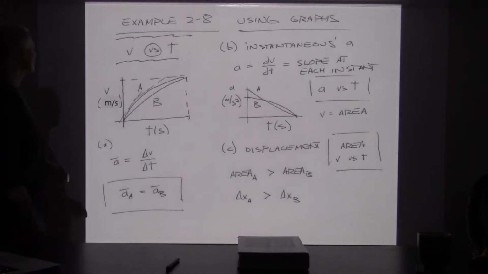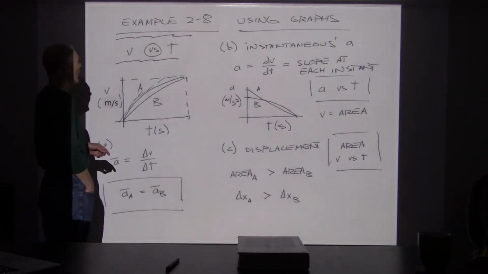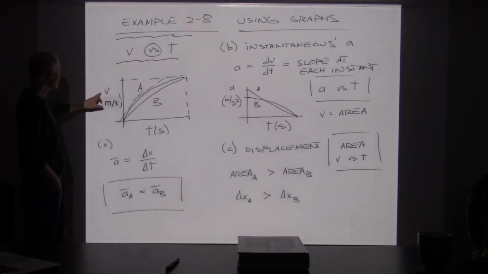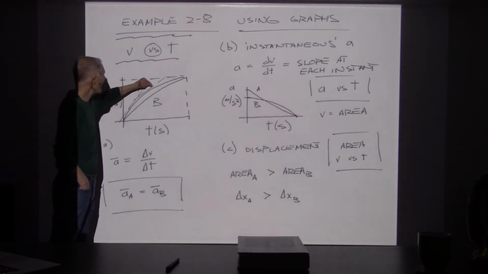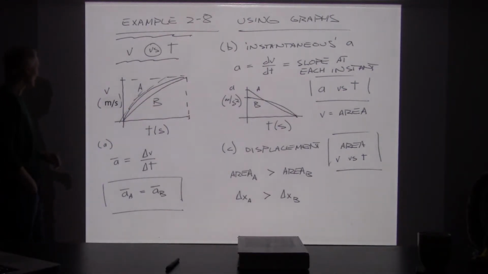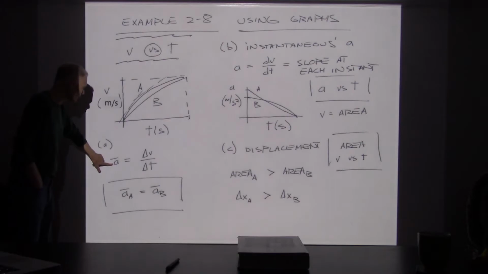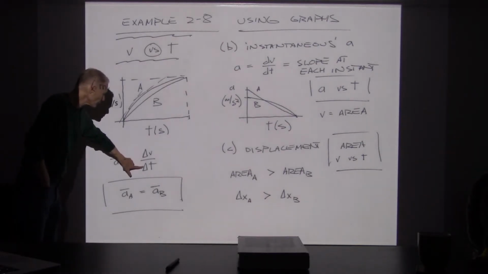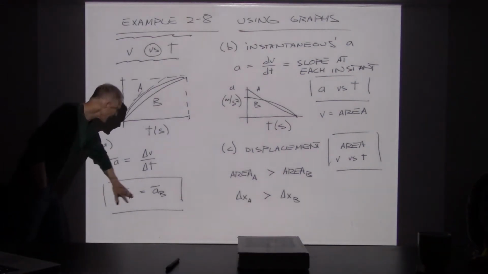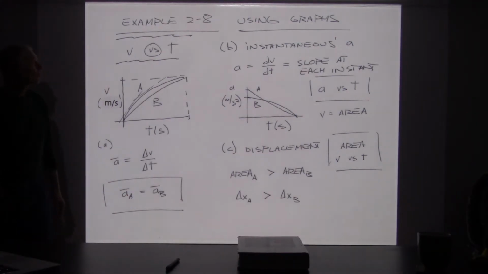So let's take a look and see how our reasoning worked. So this is a v versus t graph, and v is in meters per second, t is in terms of seconds alone. A has a higher acceleration at first and not as much acceleration later on. So yeah, the average acceleration should be delta v over delta t. They both had the same delta v. They both had it during the same delta t. And that says the average acceleration for both cars is going to be the same thing.